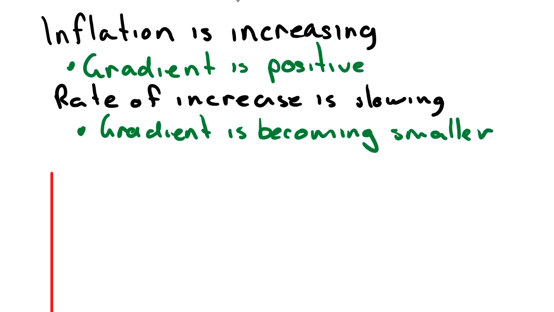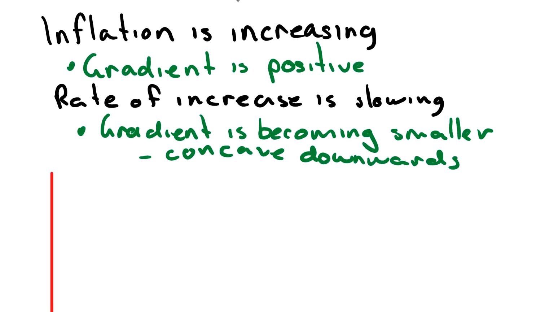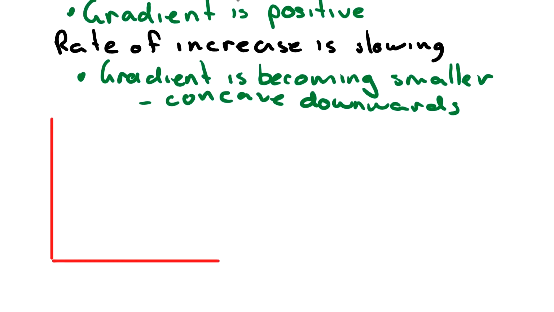And when the gradient is becoming smaller, this is an indication that it is concave downwards. So we know the gradient that we are going from left to right, we are going upwards in a motion going up, but we are starting to slow down, and getting closer to being a horizontal. So we are going up, but as we're going up, we're getting closer and closer to a horizontal.